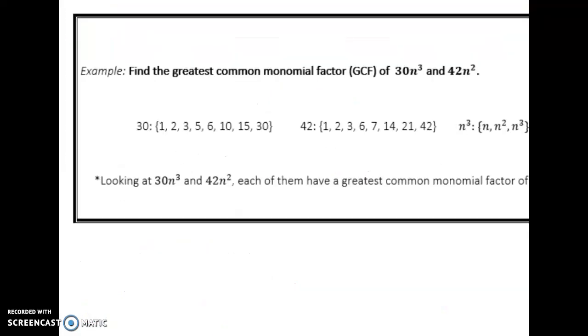Okay, so the example says, find the greatest common monomial factor, the GCF, of 30n to the third and 42n to the second. I'd look first at my coefficients and list my factors of 30 and then list my factors of 42. My greatest common factor would be 6. And then looking at n to the third and n squared, my greatest common factor would have to be n squared. So looking at 30n cubed and 42n squared, the greatest common factor would be 6n squared.